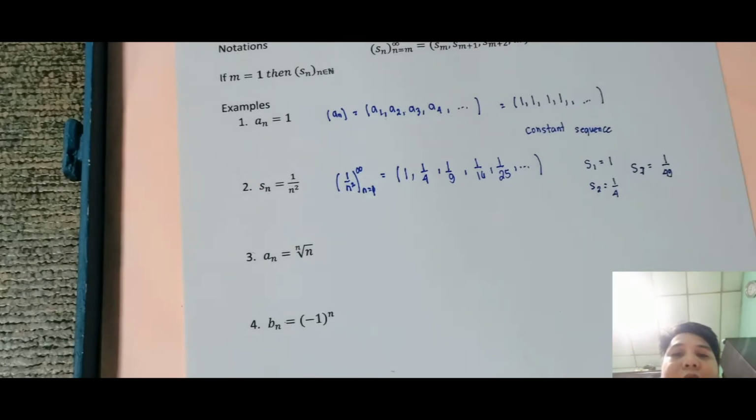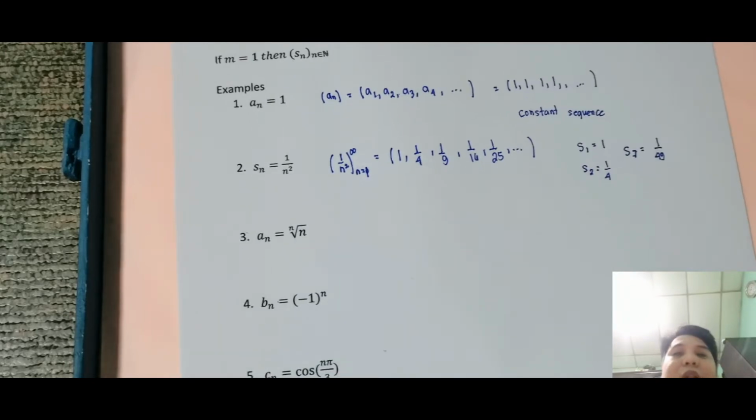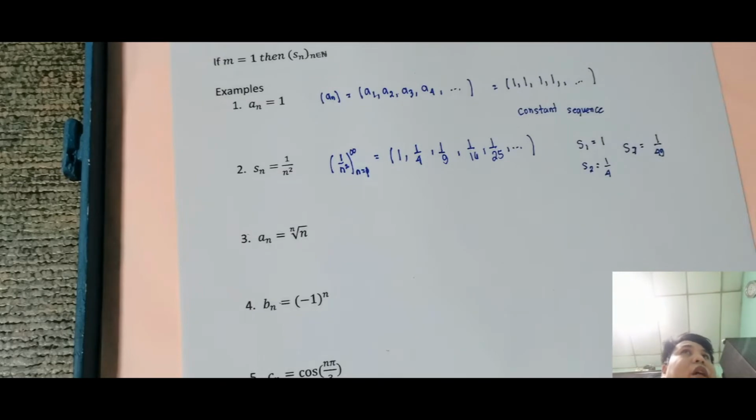Okay, next number 3. So, let A sub n be defined to be the sequence of n and root of n. So, ano naman yung mga laman ng term natin dyan? So, syempre dahil n root, wala naman 0 index.